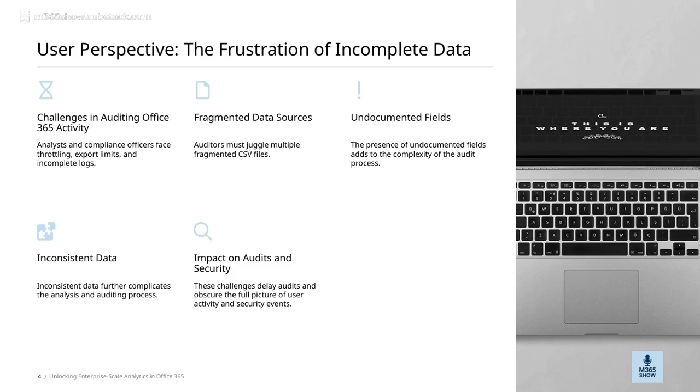It's like trying to put together a puzzle with pieces scattered everywhere. This fragmentation makes it harder to get a clear, cohesive view of activity. Finally, analysts and compliance officers face technical hurdles like throttling, export limits, and incomplete logs. These restrictions can slow down investigations and leave gaps in the data, making it tougher to ensure security and compliance. Overall, these issues highlight the need for better tools and processes to unlock the full potential of enterprise-scale analytics in Office 365.